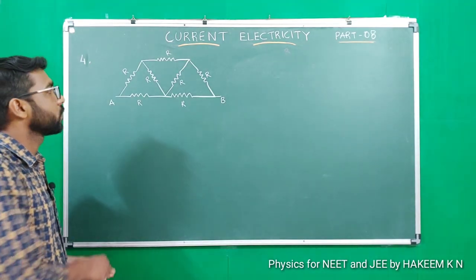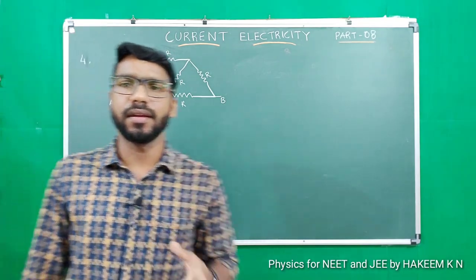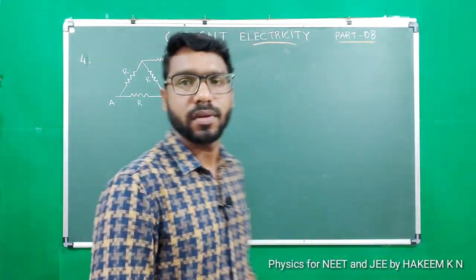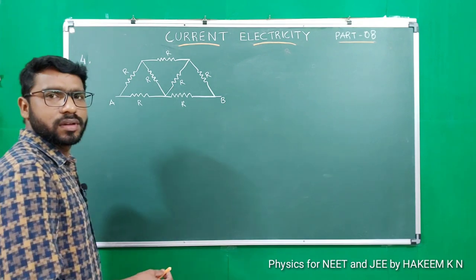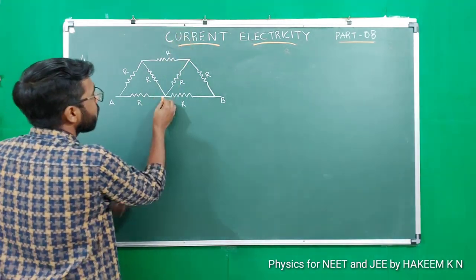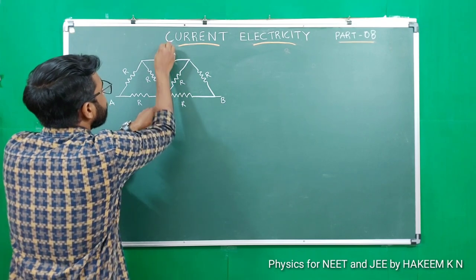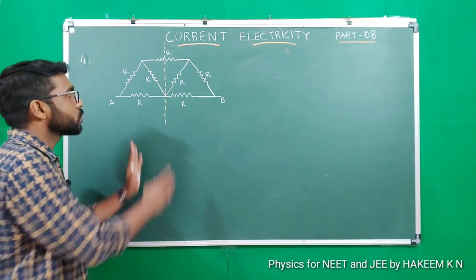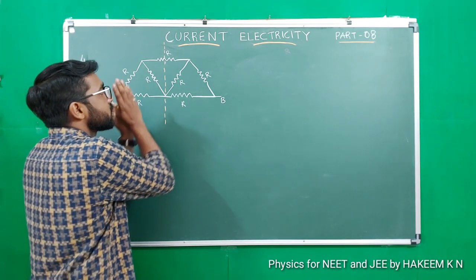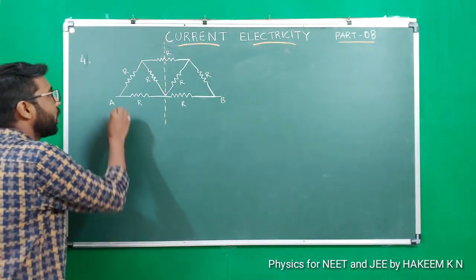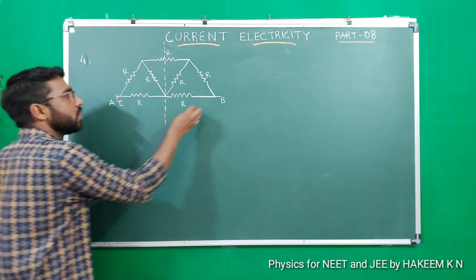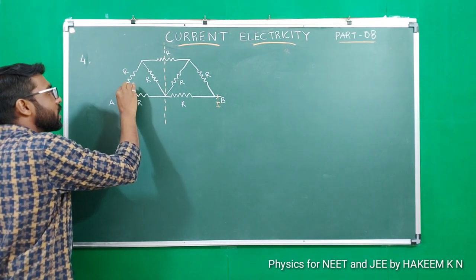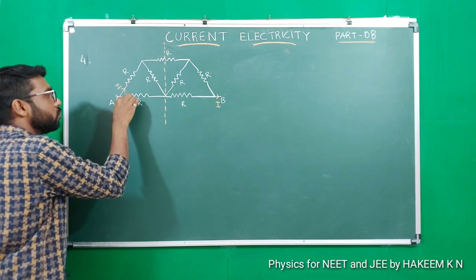Fourth question. All resistors are identical. Just pause the video and try to solve it. Okay, now listen. Here also we can apply mirror symmetry. Perpendicular to AB at the middle, we can assume a plane. So we will get a mirror image of LHS on the RHS. Current entering at A, I should leave from B. Then I divides into two pieces, I1 and I2.